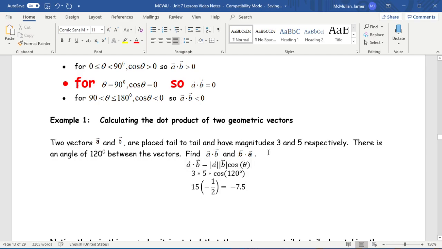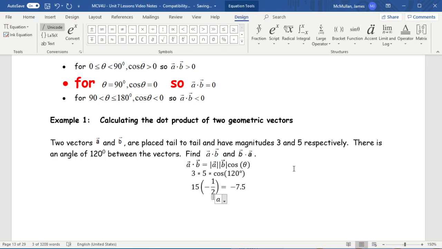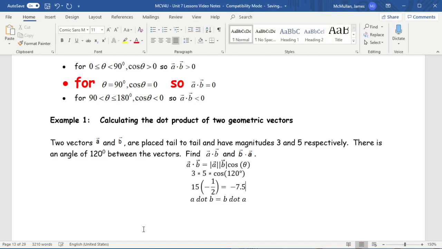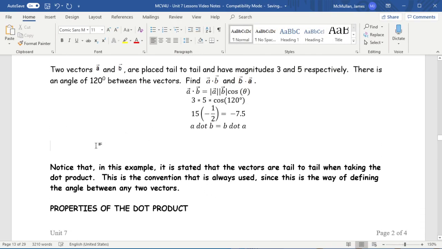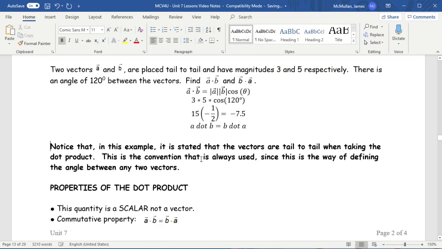Again, if you dot B and A, you get the same answer. So let's just record this: A dot B is equal to B dot A. It doesn't matter what order you do them in. It says that the vectors are tail to tail, but not every question is going to bother with that, because the angle between two vectors means they are tail to tail. That's always going to be what theta means.